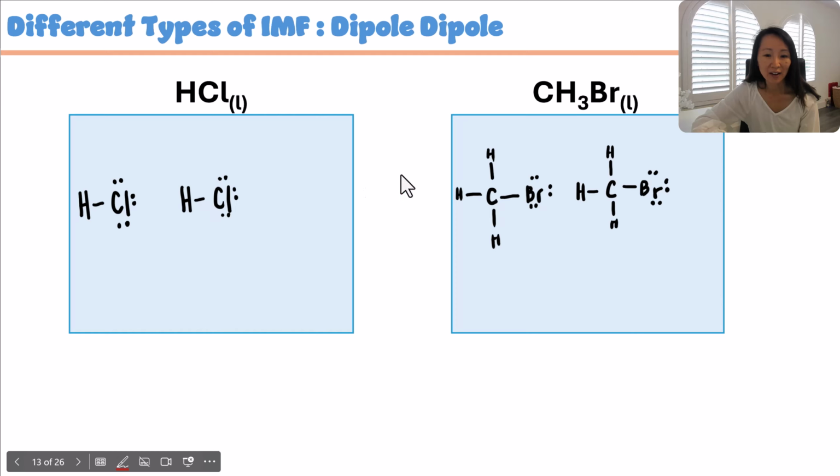HCl, and these CH3Br, CH3Br. I'm going to draw the dipole-dipole interaction represented in red with a dashed line. So like this. There's an intermolecular force between here and here called the dipole-dipole. So this right here is called dipole-dipole. This is also called dipole-dipole.